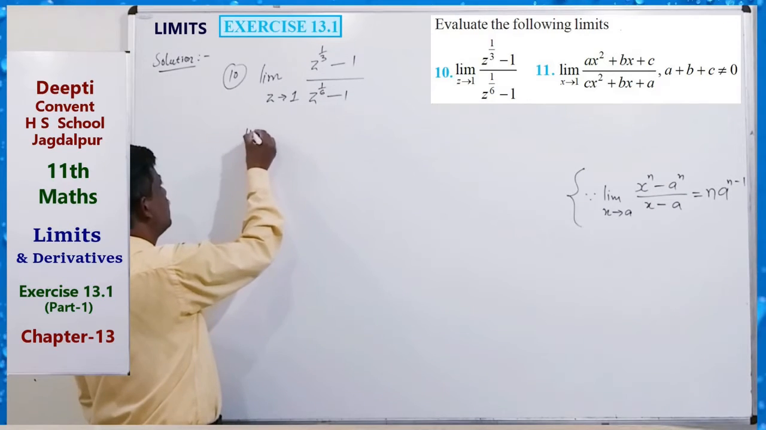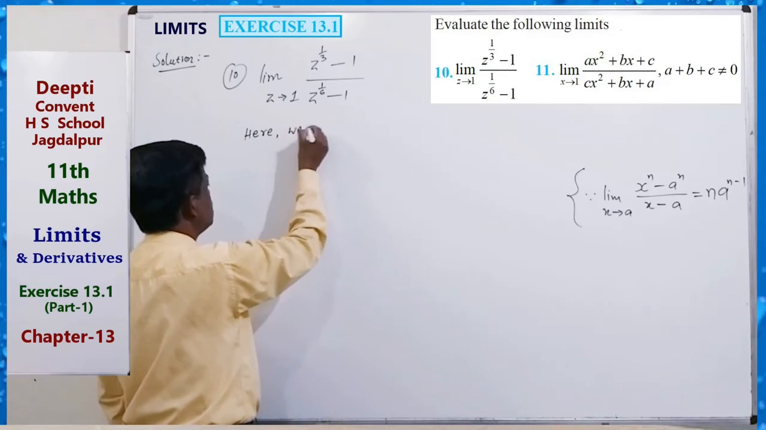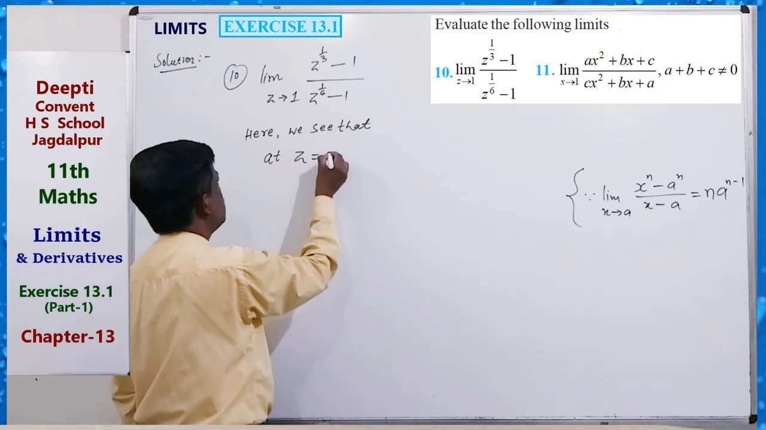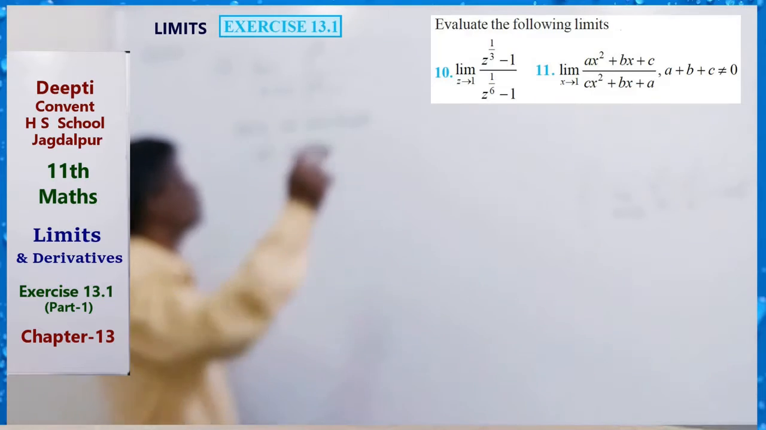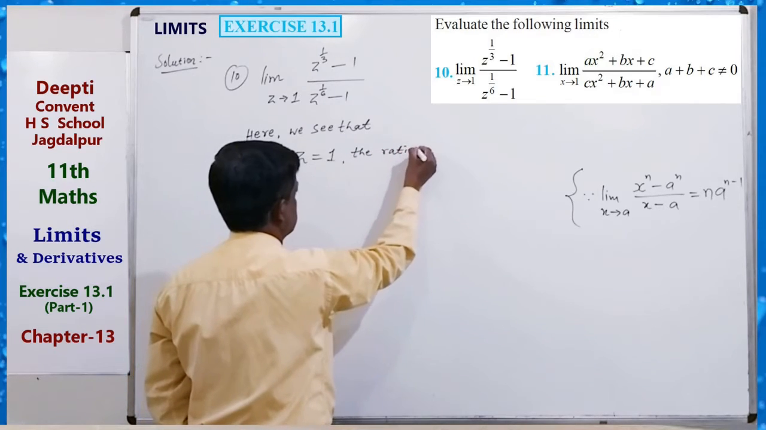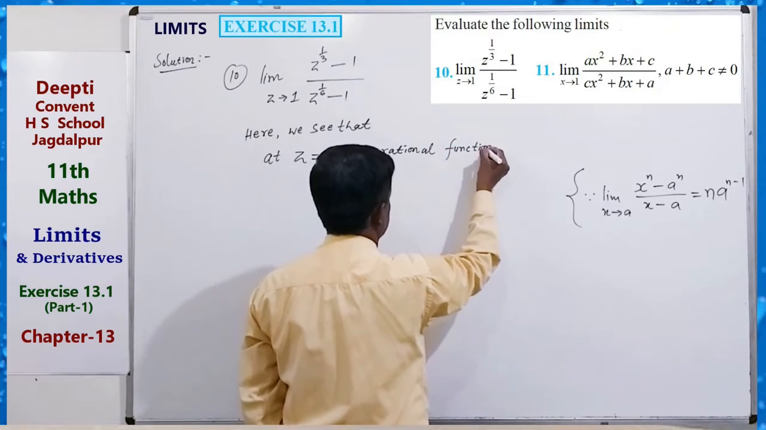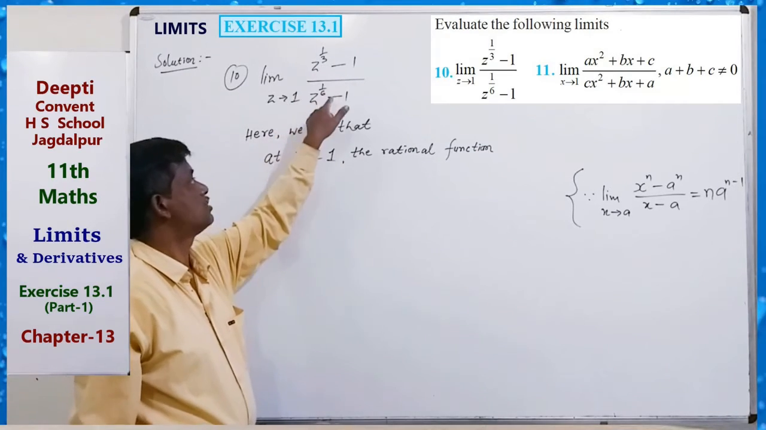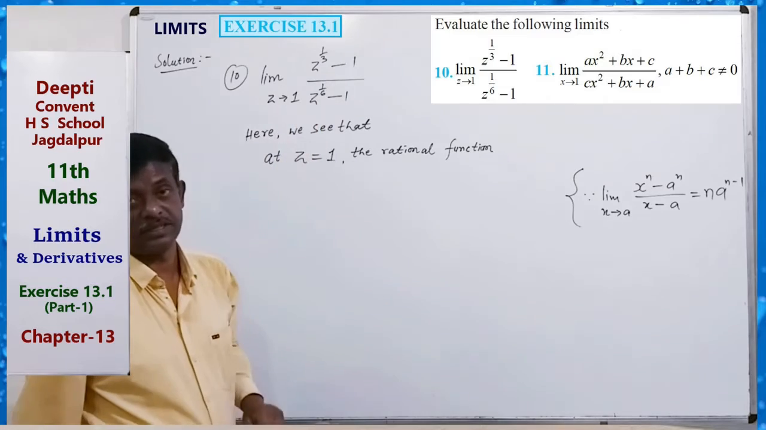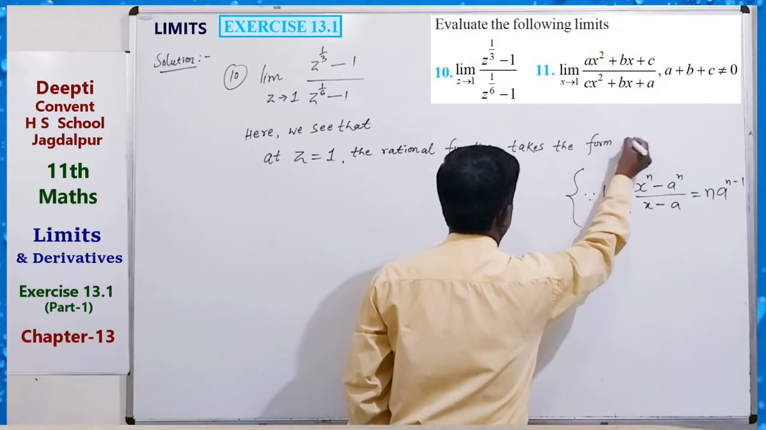Here we see that at z equals to 1, that is the tending point, if z equals to 1, then 1 minus 1 is 0, 1 minus 1 is 0, so 0 by 0. Because it is a rational function, some polynomial upon some polynomial, at z equals to 1 the rational function takes the form 0 by 0.